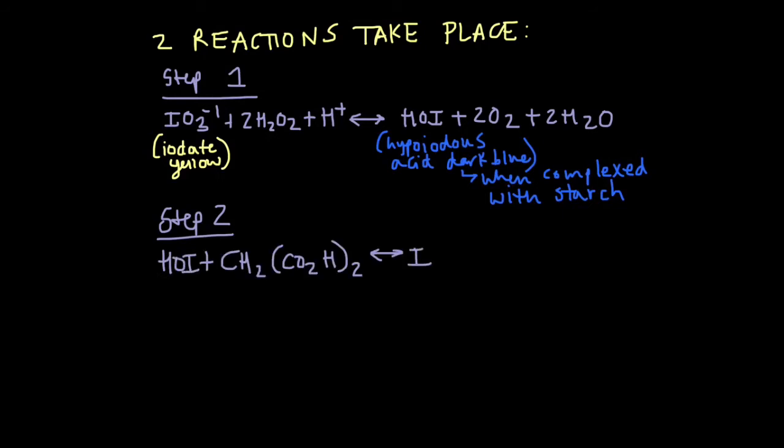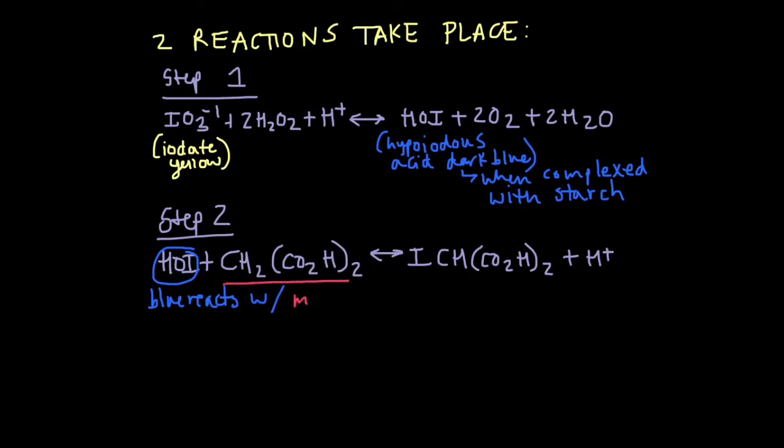In reaction 2, we are going to see how the dark blue solution filled with hypoiodous acid returns back to that amber solution that contains iodide. So as a reactant in this step, we have hypoiodous acid, which was the product of step 1, and that is the dark blue solution. In this step, it reacts with malonic acid from our solution C, which is CH2(CO2H)2.